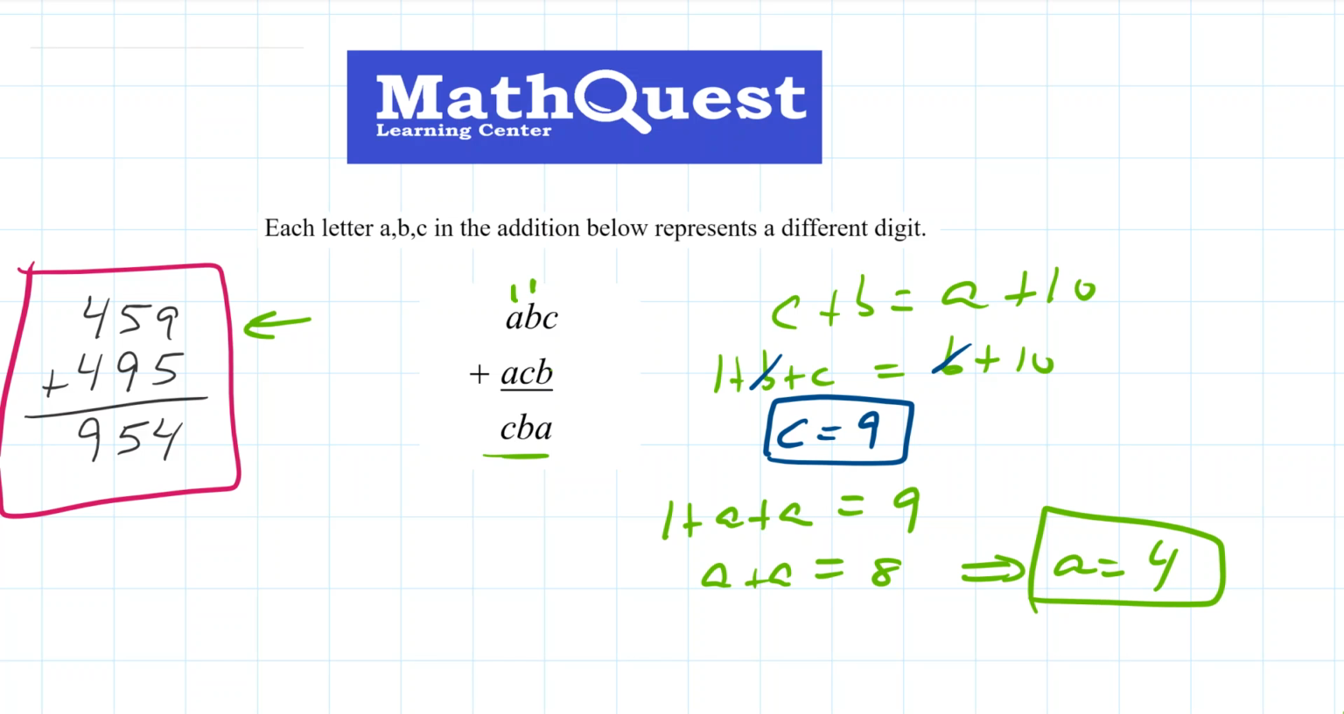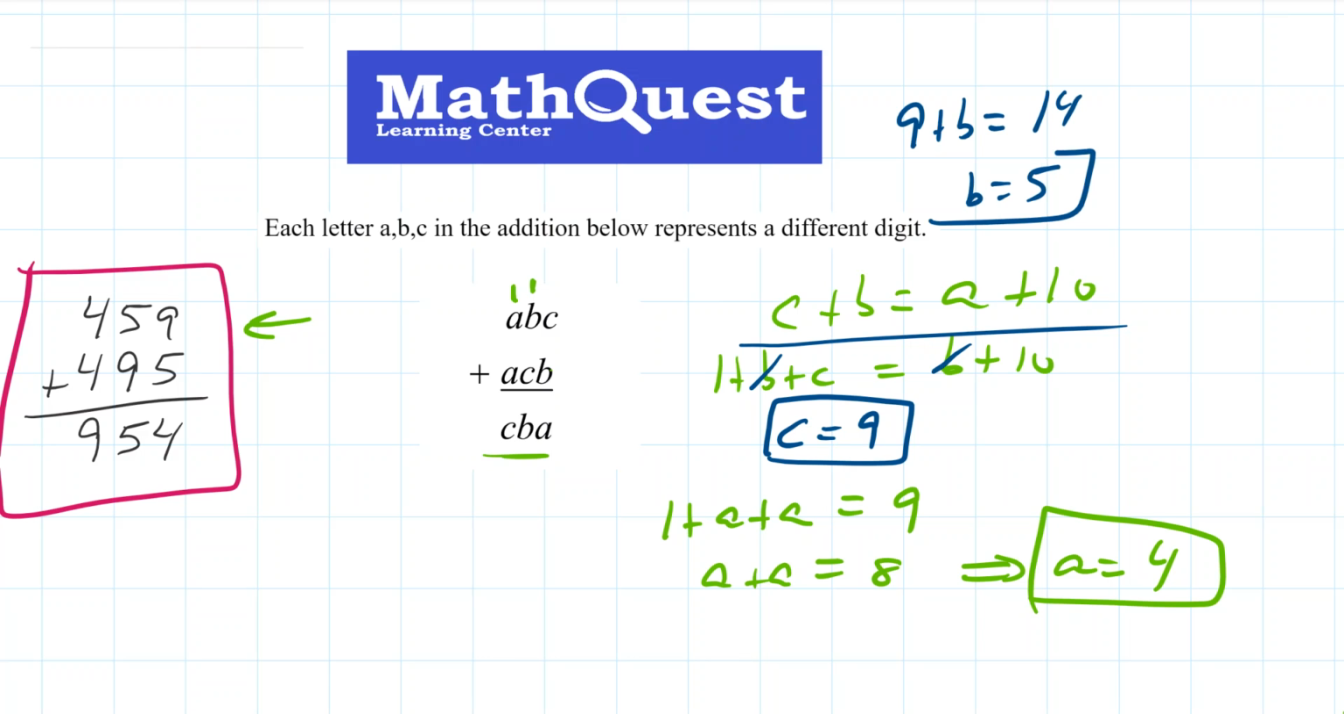All right, and so now I go back to my first equation up here, and I know that C plus B equals A plus 10, so that means that 9 plus B must be equal to 4 plus 10, which is 14. So what do I add to 9 that gives me 14? Oh, B must be equal to 5. And there's my solution. So there's other ways that maybe think about this problem and work on this problem, but this is an efficient way to do that.